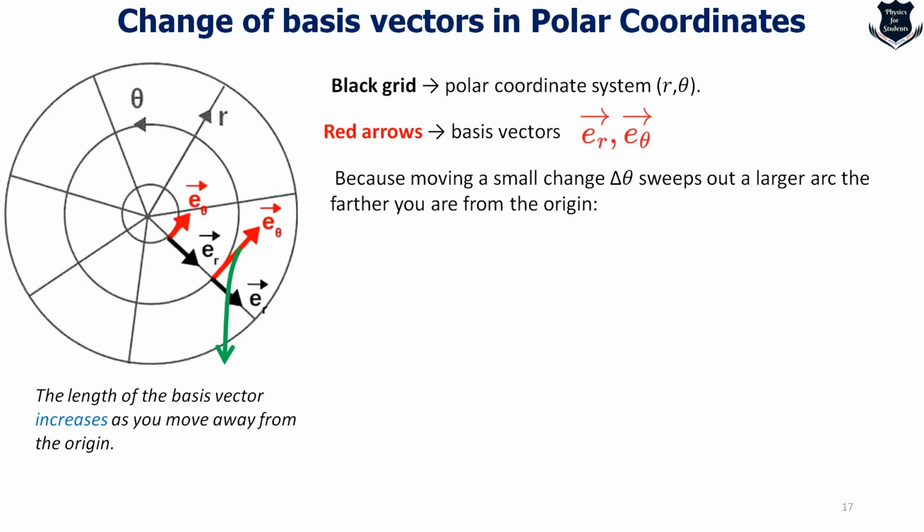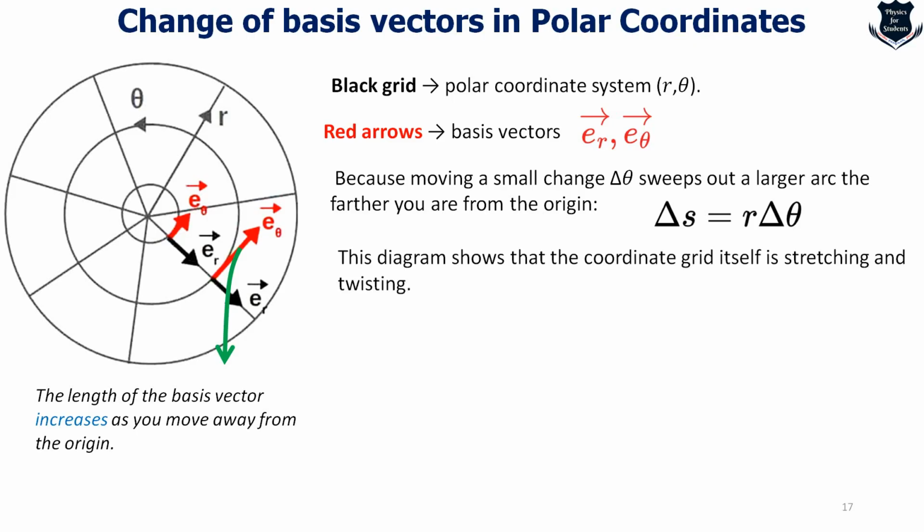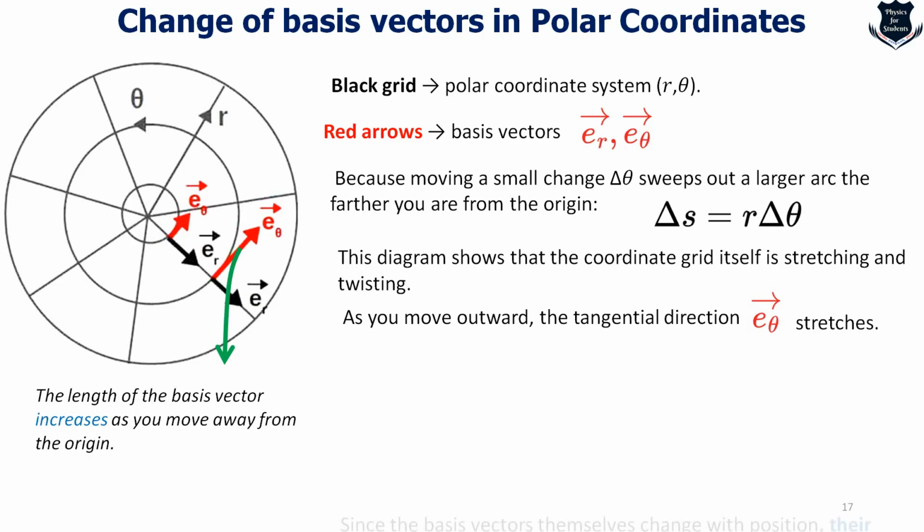Why? Because moving a small change of delta theta sweeps across a larger arc, which is equal to r delta theta. So the unit step in the theta direction gets longer and longer with the distance from the center. So this diagram actually shows that the coordinate grid itself is stretching and twisting. As you can see, as you move outwards, the tangential E theta also stretches.